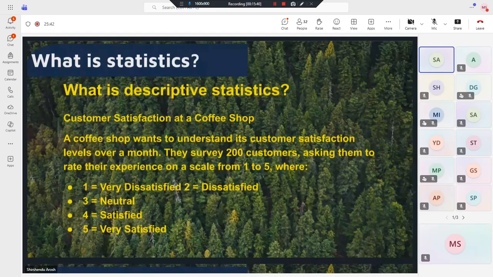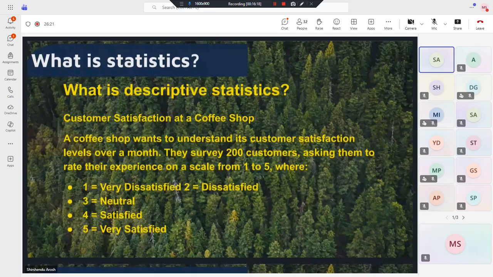In 99% of cases, they ask for feedback, they ask for kind of ratings. If you buy something from Zomato or Amazon, they also ask for feedback. This is basically what they are trying to do. They survey, say, 200 customers, asking them to rate their coffee and their services, and typically they also provide numbers. If you put a one, that means you are very unsatisfied, and five means very satisfied. So if this is the scale, then they ask you for the rating.